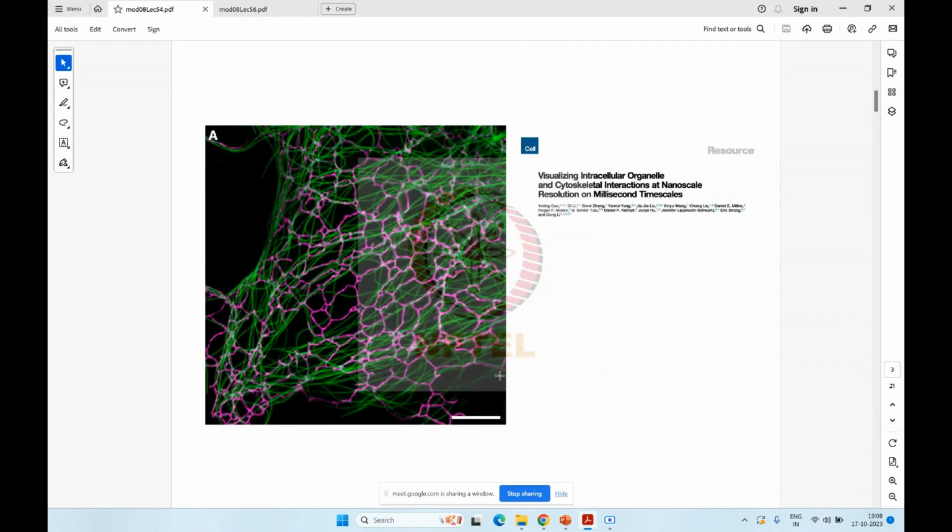Again, this is another beautiful image which shows how the ER is spread through the cell. It's interweaved through the microtubule network. The green filaments that you see are the microtubules, and the pink or purple ones that you see are the ER structures.